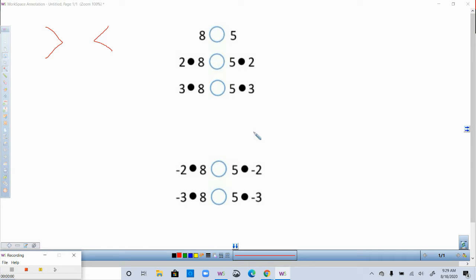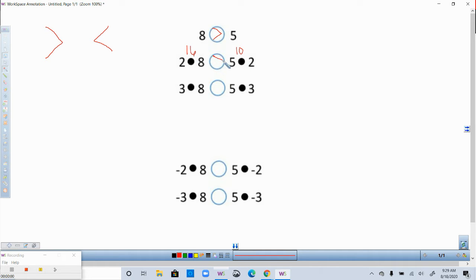Okay, so here's what we wanted you to get out of this activity today. When we look at the numbers 8 and 5, 8 is definitely bigger, so we should have put a greater than symbol. Okay, alligator's eating a bigger number. All right, so then when we come down here and multiply by 2, we get 16, and 5 times 2, we get 10. And so which is bigger?